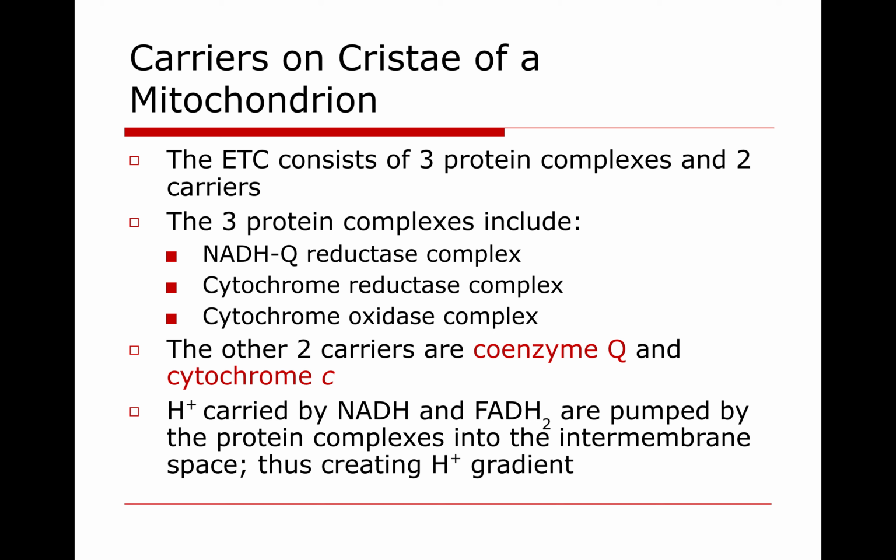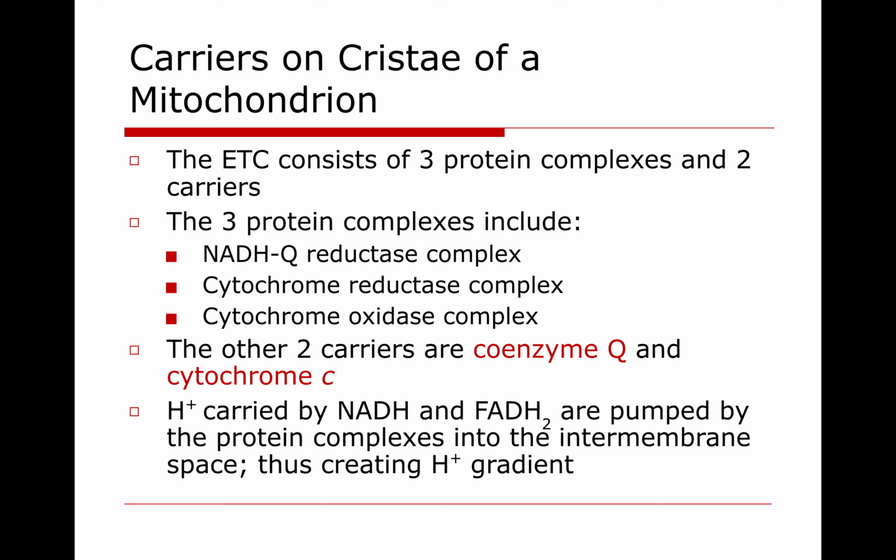So, carriers on the crista of the mitochondrion. These are the things that throw the hot potato around. The ETC consists of 3 protein complexes and 2 carriers. So I might put a star on this slide. 3 protein complexes and 2 carriers. You need to know the names of these 3 complexes and the names of these 2 carriers. If you weren't listening to me, you need to know this slide.